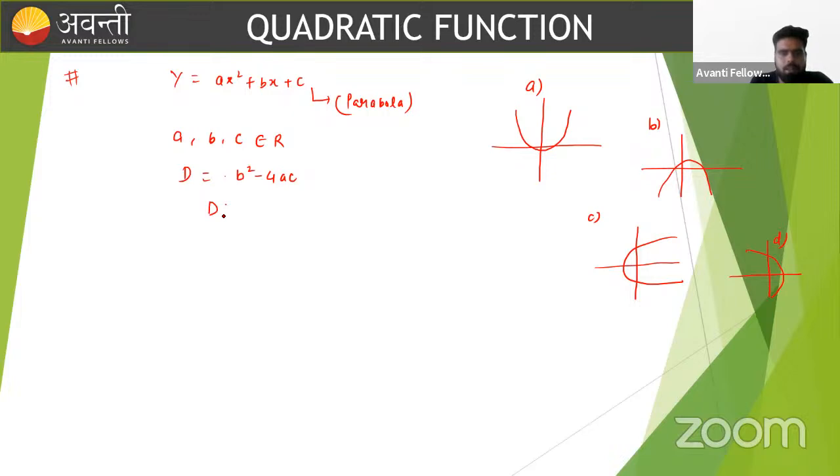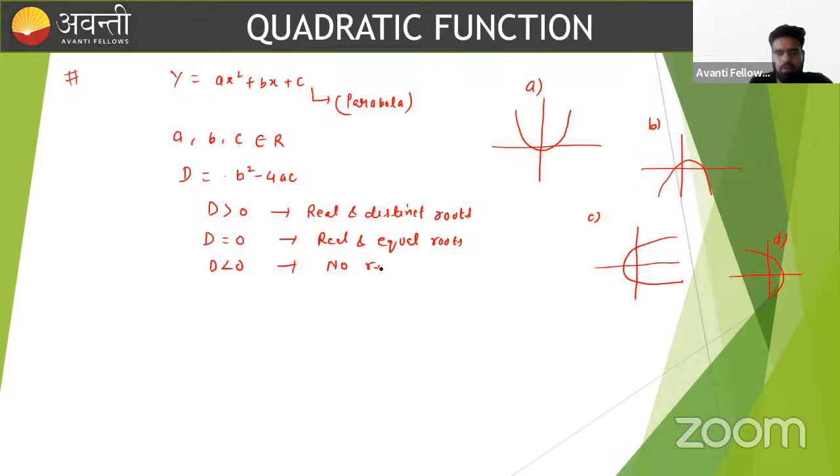Once the discriminant is greater than 0, then we can say real and distinct roots. What are the roots, beta? Roots are the points where our curve cuts the x-axis. If D equal to 0, we can say this is the case of real and equal roots. And if D is less than 0, we can say no real roots. I hope everybody knows about this formula.